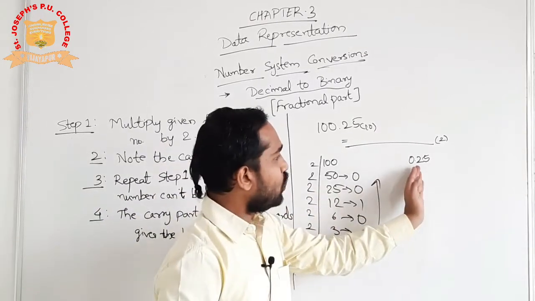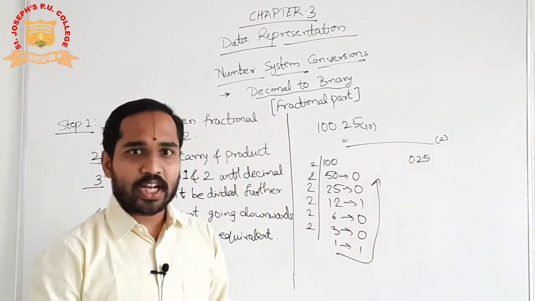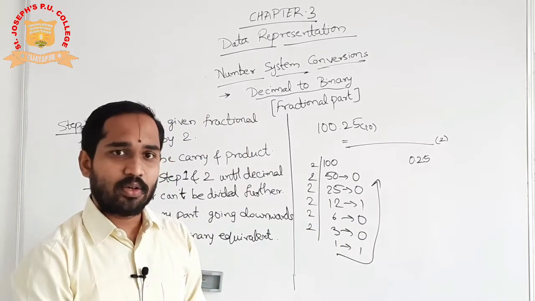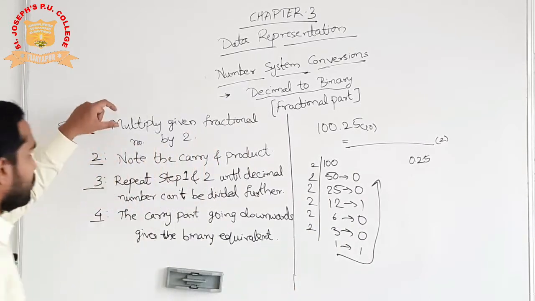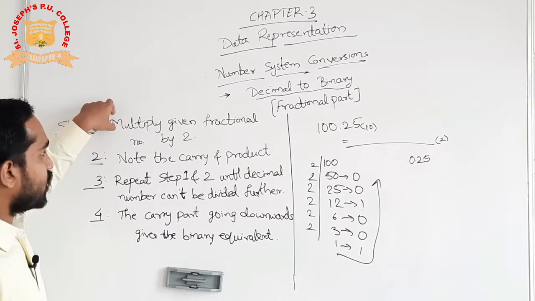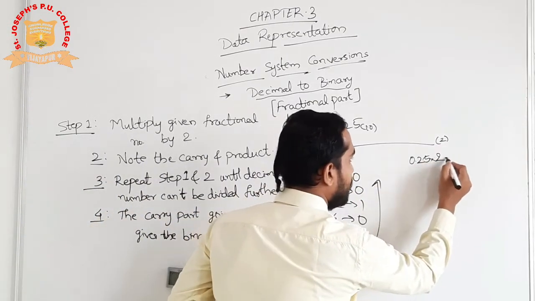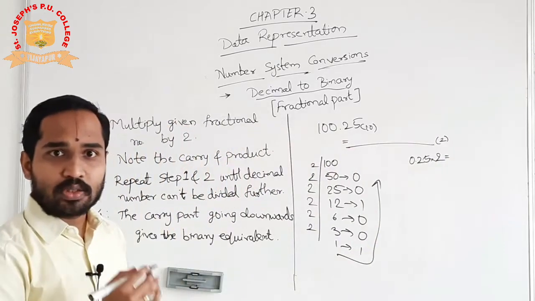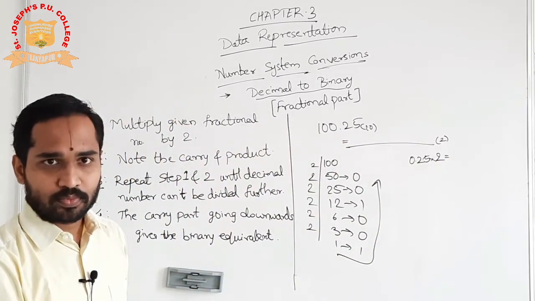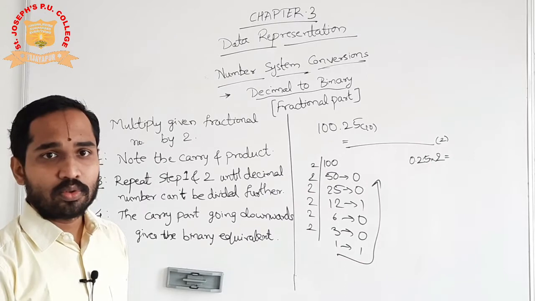But now how to convert this 0.25 fractional part into binary? Okay. So what is the first step given? Multiply the given fractional number by 2. Don't divide it. You have to multiply it. Okay. 0.25 into 2. What is 0.25 into 2?